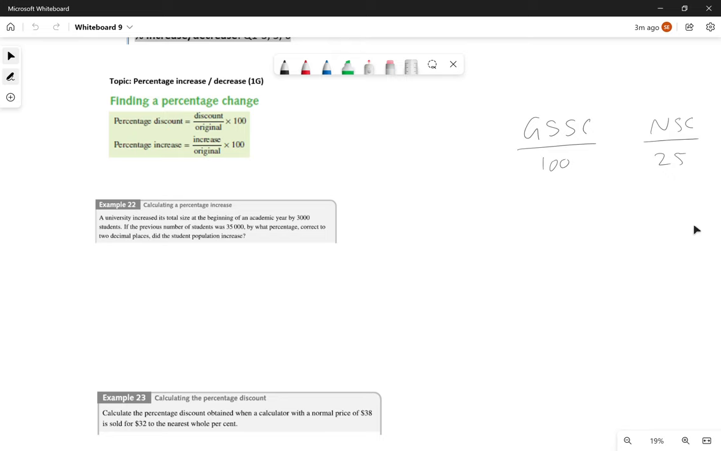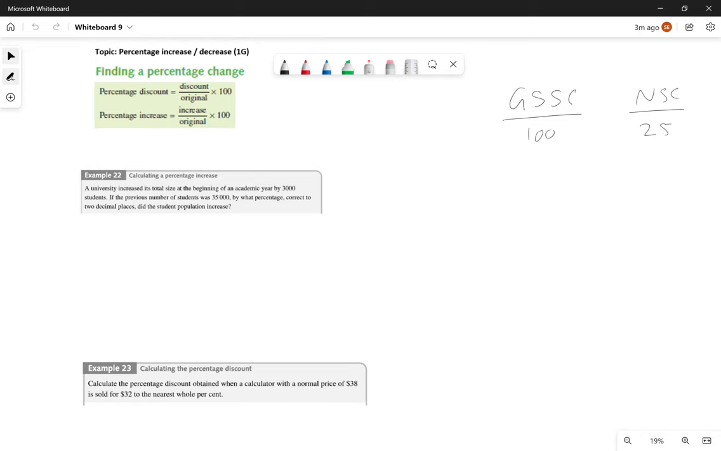Alright, so now we're going to look at finding a percentage change. So maybe we've been given the old price and the new price, and we want to find by how much the percentage has changed. Why that might be important is because sometimes a dollar change or a change in the quantity doesn't really tell us that much. So we'll look at an example.